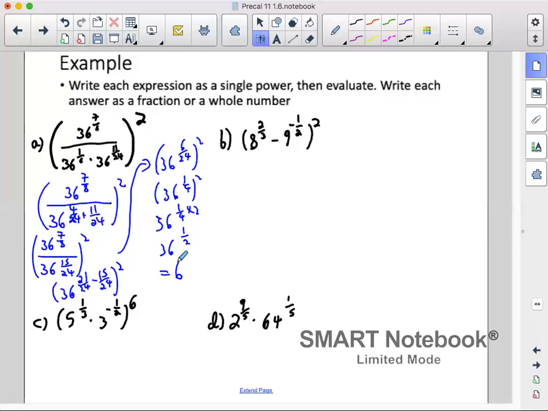Next one, we've got 8 to the 2/3 minus 9 to the negative 1/2. So what we'll do is simplify these as much as we can right off the start. So this is the same as the cube root of 8, squared, minus the square root of 1 over 9, and that's squared. So the cube root of 8 is 2, squaring it gives us 4.